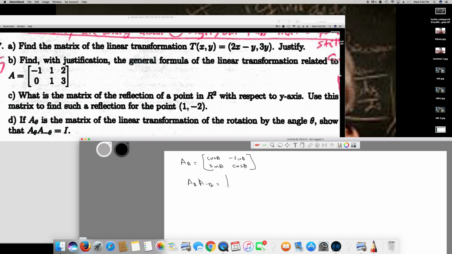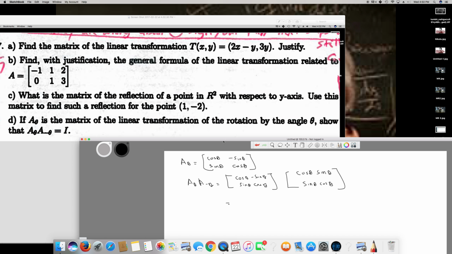So to show that, what I have to do is simply multiply cos theta, sine theta, minus sine theta, cos theta. And if they say A minus theta, it means this minus sign is going to change into plus. That's the only difference. So cos theta, minus sine theta, sine theta, cos theta.